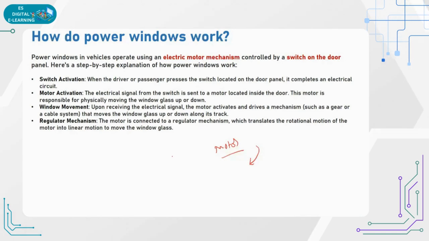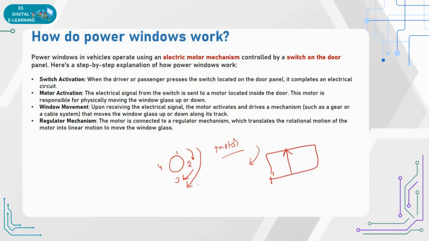Suppose we take one example: the motor has one, two, three, four pin sets. Whenever the motor starts fully, it will operate up to two, meaning off and full. In one rotation, the window will go fully to the top, and whenever it is anti-clockwise, it will fall down. So that is the operation it should perform.